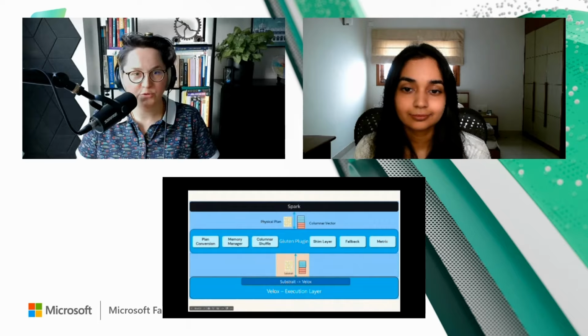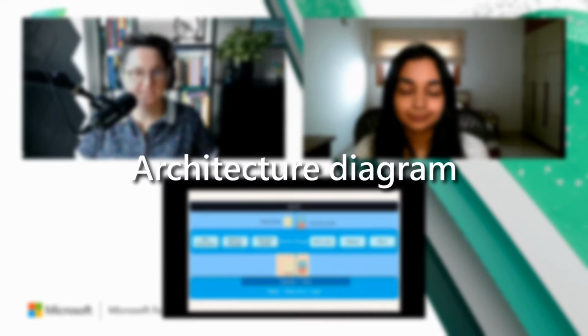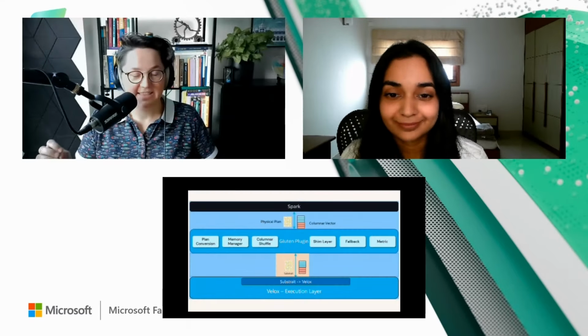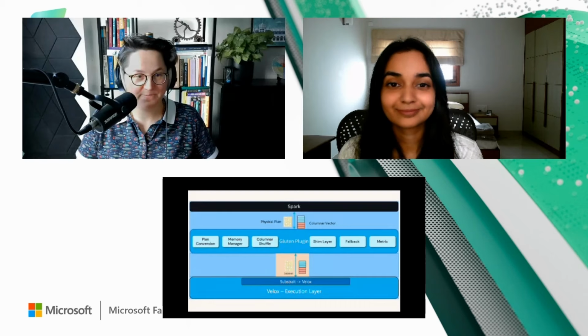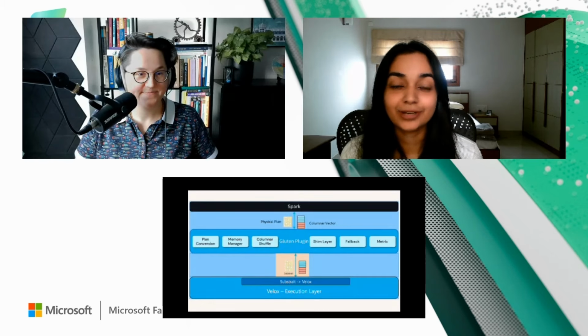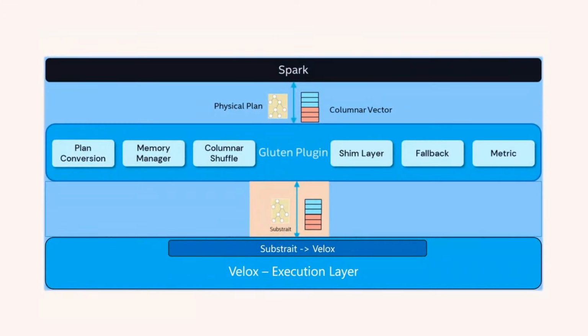Ankita, over to you to tell us more about the architecture that Native Execution Engine is built on. Yes. So as you've said, the native execution is powered by two open source components. We have Gluten and then Velox. So Gluten is a middle layer.